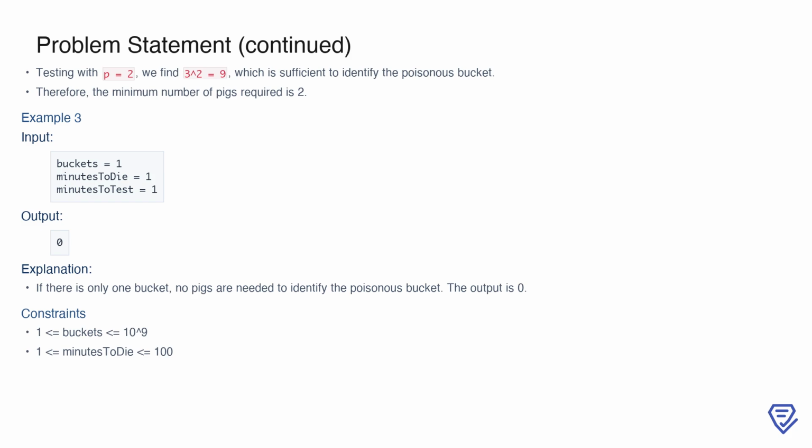This demonstrates that the problem adapts to edge cases, where the number of buckets is extremely small, as well as to scenarios with more complex requirements. Additionally, the formula, (t plus 1)^p equals buckets, ensures that the solution remains consistent and scalable, no matter the size of the input values.